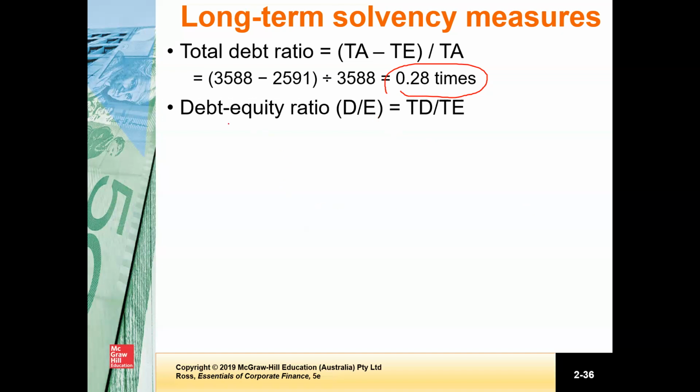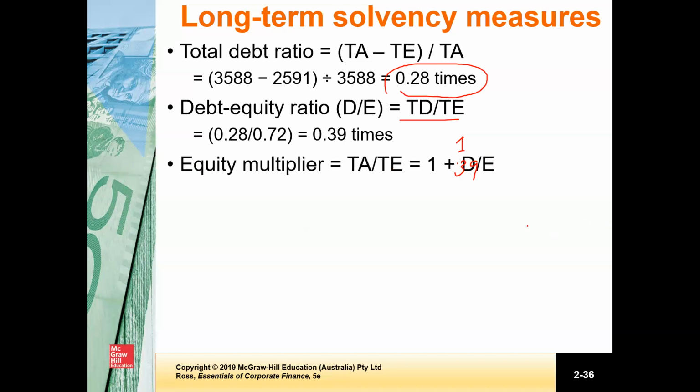The second long-term solvency ratio is the debt to equity ratio. So debt to equity is total debt divided by total equity. Okay. So for example, you can see that the debt to equity ratio is 0.39 times. Okay. So this debt to equity ratio essentially indicates that for every $1 of equity, you bear a liability of $0.39. Okay, so for example, if you are an equity holder of a company, a shareholder of a company, you hold a share, for every $1 of your equity, you bear a liability of 39 cents. Okay, you get it? So the equity multiplier that I just talked about. Okay.